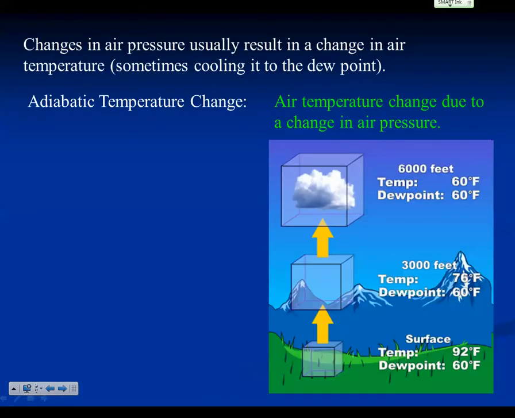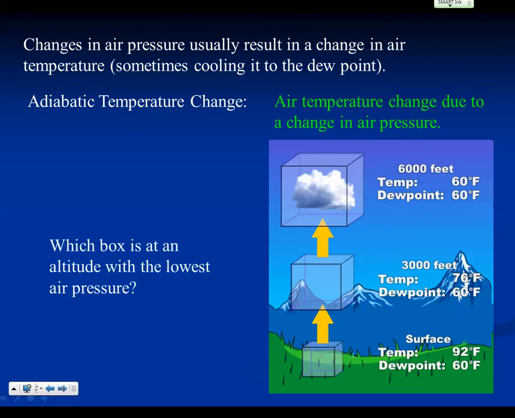First, adiabatic temperature change. Changes in air pressure usually result in a change in air temperature. Sometimes this change in temperature is enough to cool the temperature to the dew point. Adiabatic temperature changes can be thought of as air temperature changes due to changes in air pressure, and that's simplified for this particular unit. There's more to it than that. But you can see in this diagram down here some parcels of air, and that parcel is expanding as it rises because there's less air pressure higher up in the troposphere than there is down at the ground. And you can see there's an effect on temperature because of that.